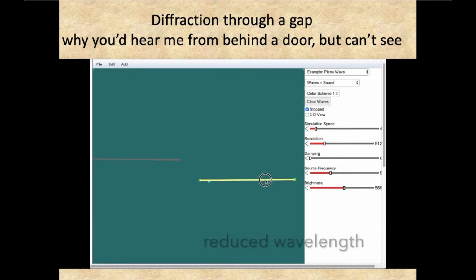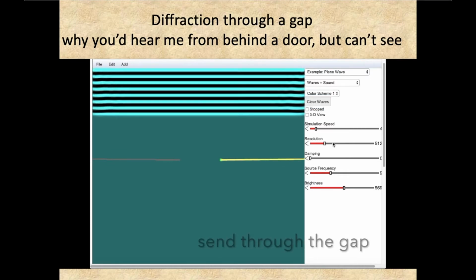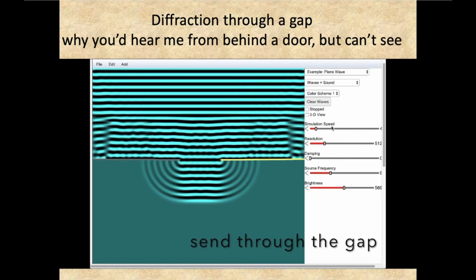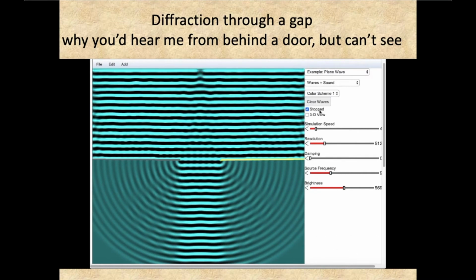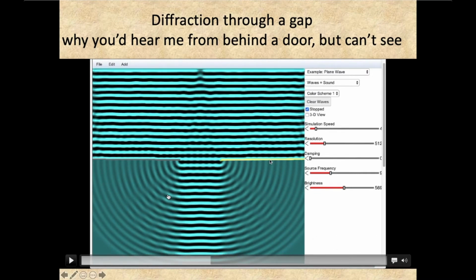I'm now creating a gap by adding another wall and reduced wavelength. So now you see diffraction through a gap. What we saw in the previous screen was one side of this. Well, now it's happening on both sides. So reflection from here, no change through the middle, but they become circular waves on passing through the gap. So you can see that it becomes a wide circle.